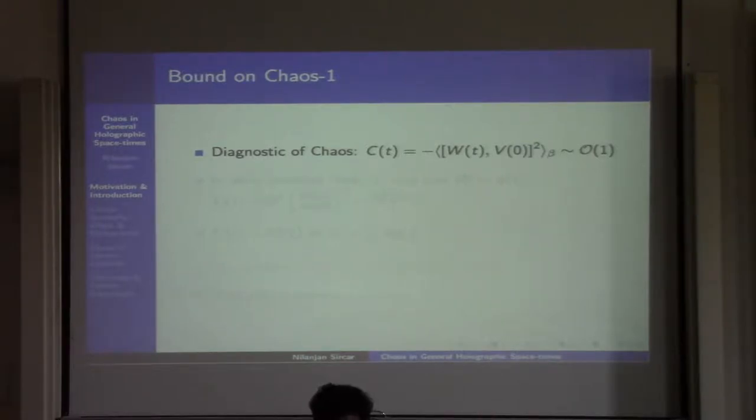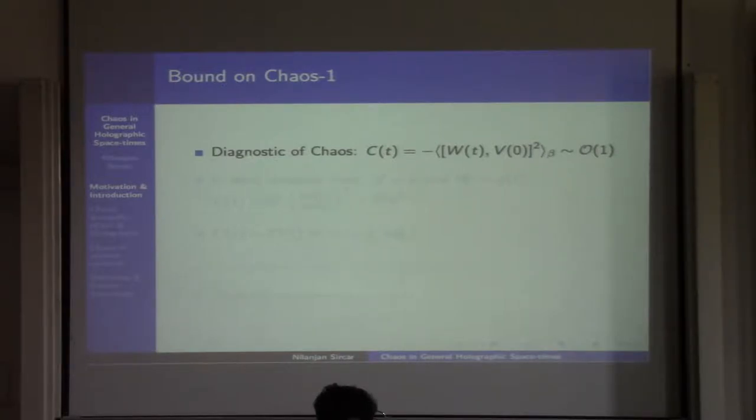In that paper, they proposed a diagnostic of chaos, given by this function C(t), which is a commutator squared of two local operators, W(t) and V(0). We take a thermal average. For typical generic operators, this is small initially, but as time goes on, these operators become complex, and in general it can give an order 1 result. They say that this is, in a sense, a diagnostic of chaos: when this becomes order 1, it's chaotic.